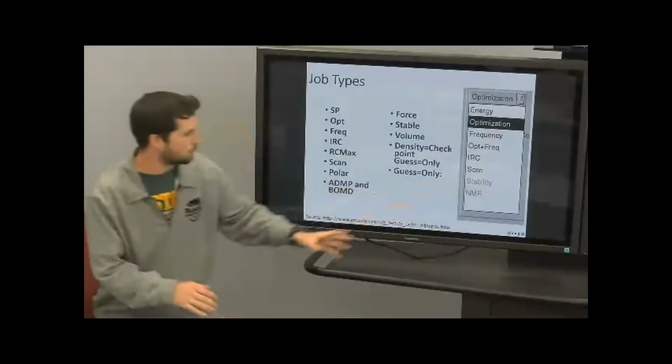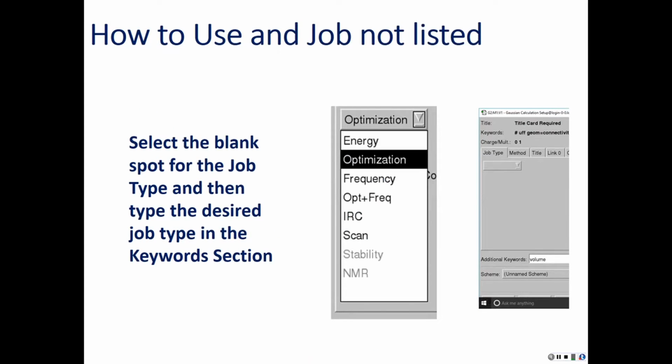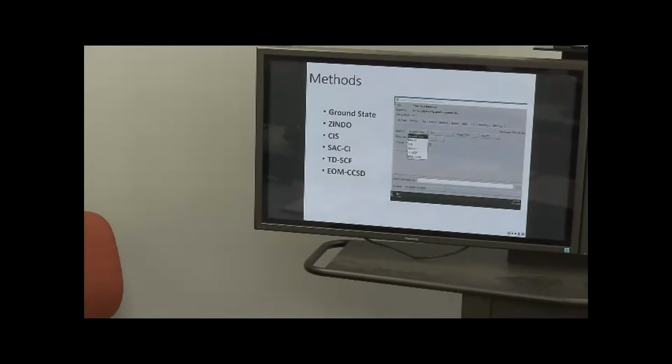There's more than just this. So if you wanted to use a different job type that's not listed on there, you would click into the blank at the bottom, like this, and then you'll type in at the additional keywords somewhere the job type that you actually want to do. And then I'll go on to methods.